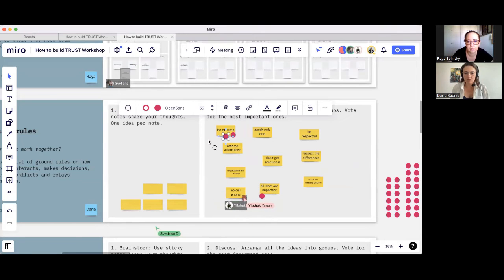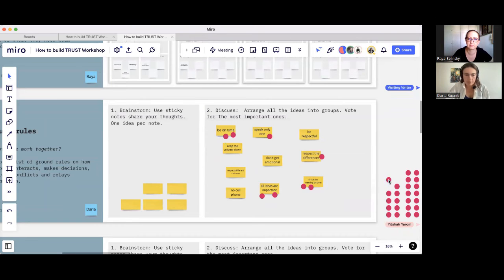Okay. I see all ideas are important and no cell phones. Okay, no. Finish the meeting on time. I respect that. Yeah, I love this. Okay. Ilana, I know you can't move, but if you can say what are the cards of your choice, I'll be able to move them for you. All right. Ilana, whenever you're ready. Okay, all ideas are important. Perfect. All ideas are important. I think it's our leader.